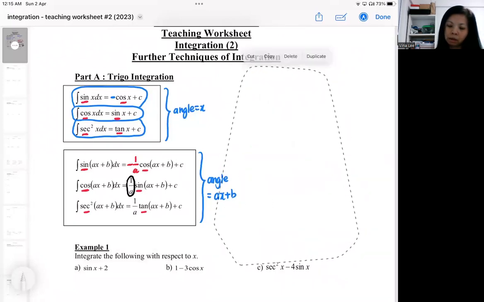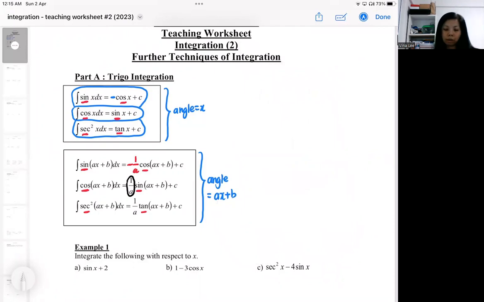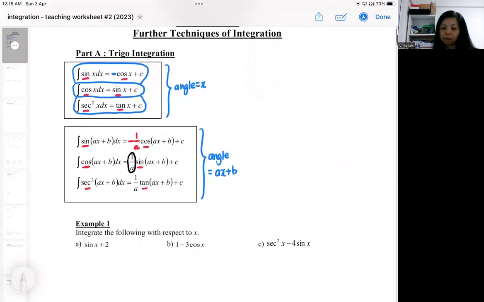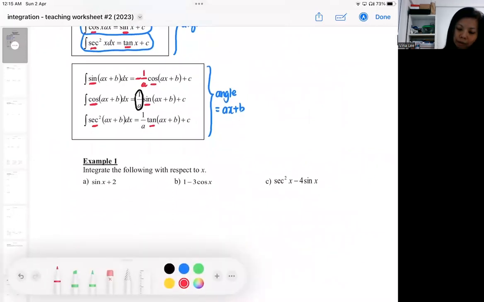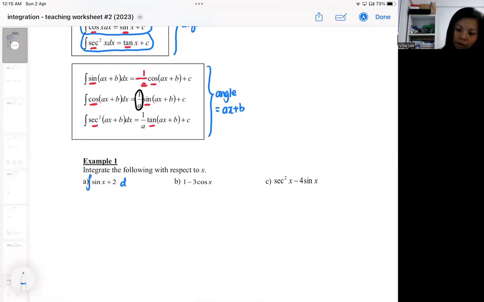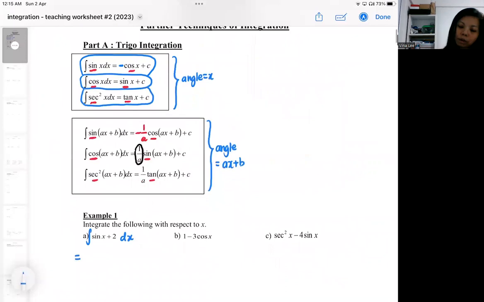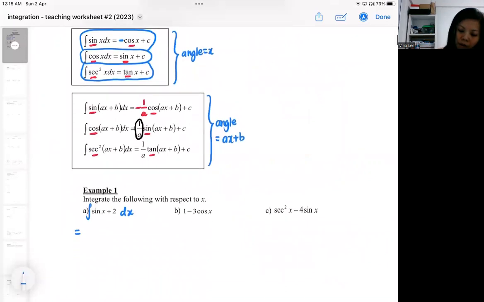Okay, that's something I will show you later. Right now I'm going to show you the basics first. For example, if I'm going to integrate this, integrate sine x according to the formula, it's just a minus cosine x. Integrate a constant will give you a 2x.